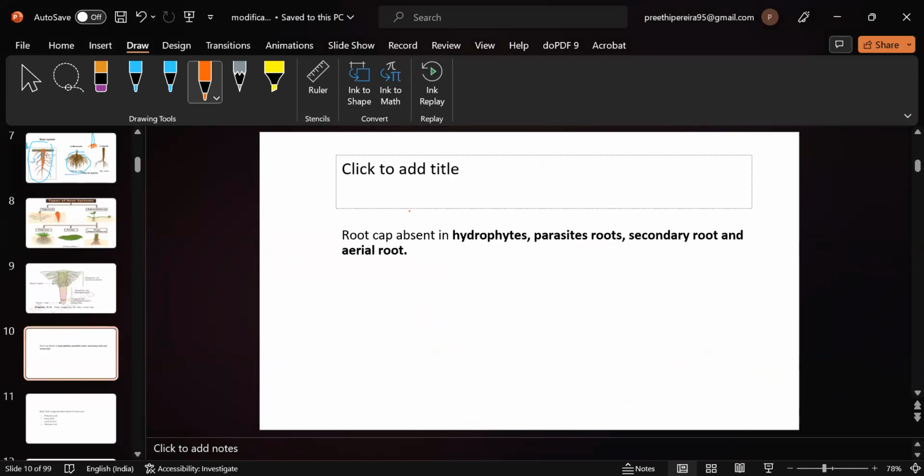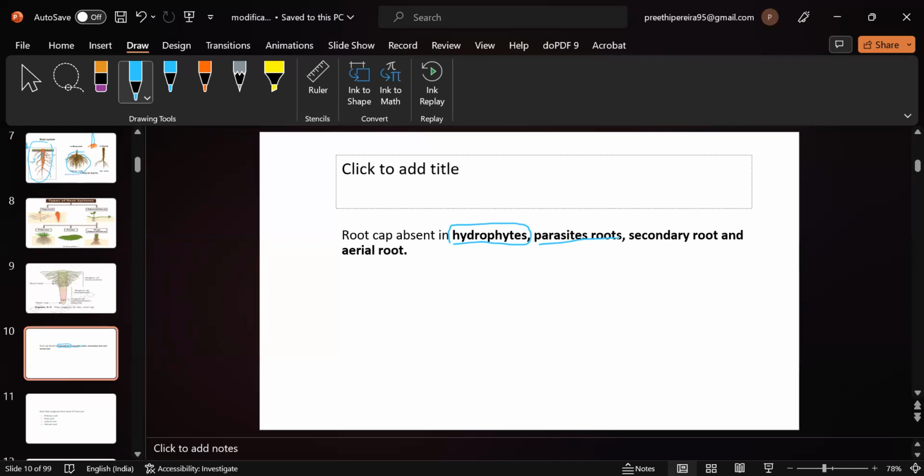Write down this one point. You will see root cap everywhere, leaving hydrophytes. Hydrophytes का मतलब जो plants पानी में हैं. The plants which live in water are called hydrophytes. Over the root cap is not necessary because water is not that rough. I mean, water is not that hard, so they can penetrate easily, right? कुछ damage नहीं होगा.